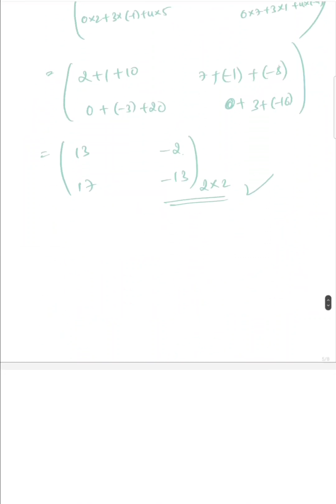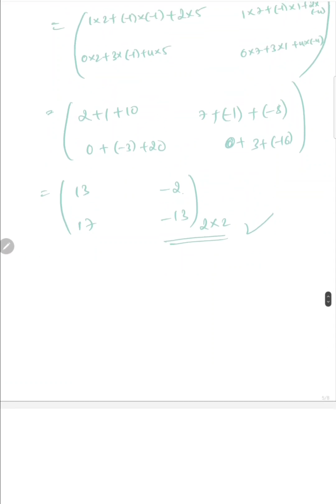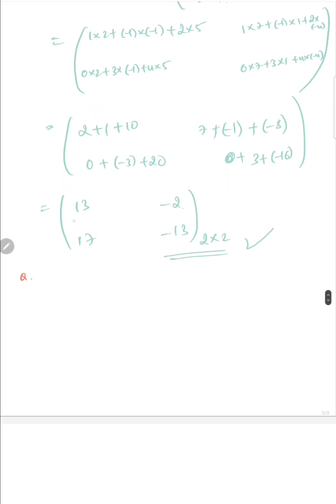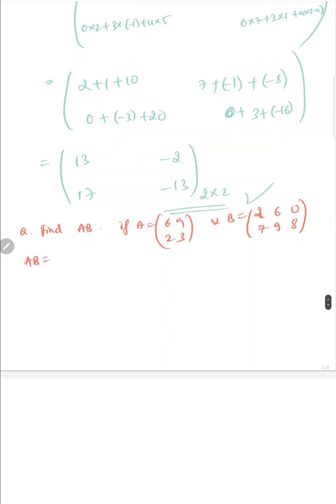We can see some more examples. Find AB, the matrix A into B, if A is equal to 6, 9, 2, 3 and B is equal to 2, 6, 0, 7, 9, 8. Before finding A into B, we have to check whether it is possible or not. A is a matrix of order 2 by 2: number of rows is 2, number of columns is 2. For B, number of rows is 2, number of columns is 3. The number of columns of the first matrix is equal to the number of rows of the second matrix. Therefore, A into B is defined.